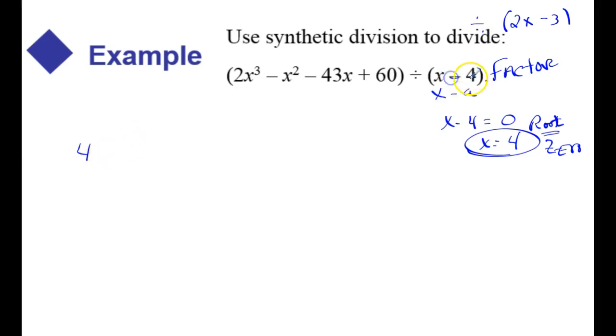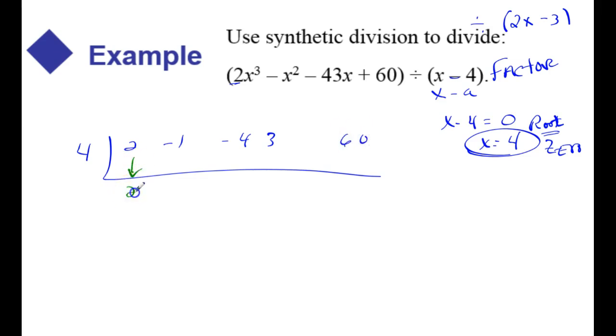Notice I'm changing that negative 4 to a positive 4. And I'm going to just put down the coefficients here. 2, negative 1, negative 43, and 60. So for synthetic division, we're going to drop the first term and then multiply. 4 times 2 is 8. We'll add straight down. 8 and negative 1 is 7.